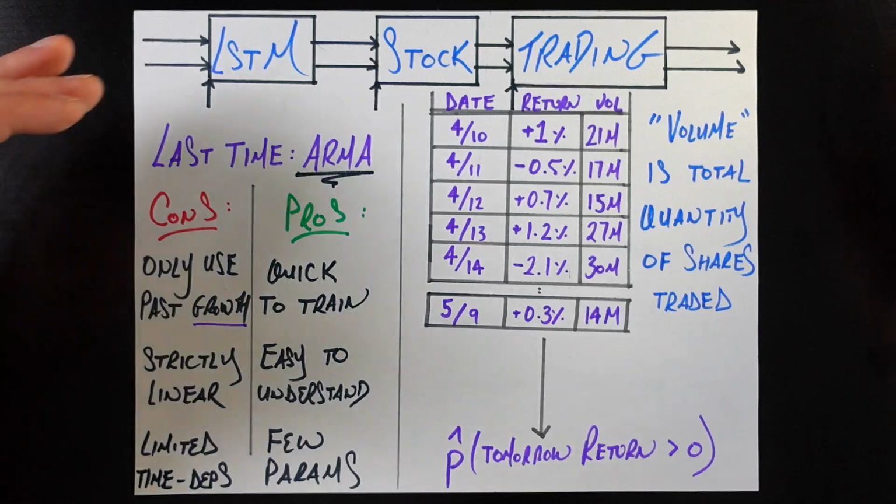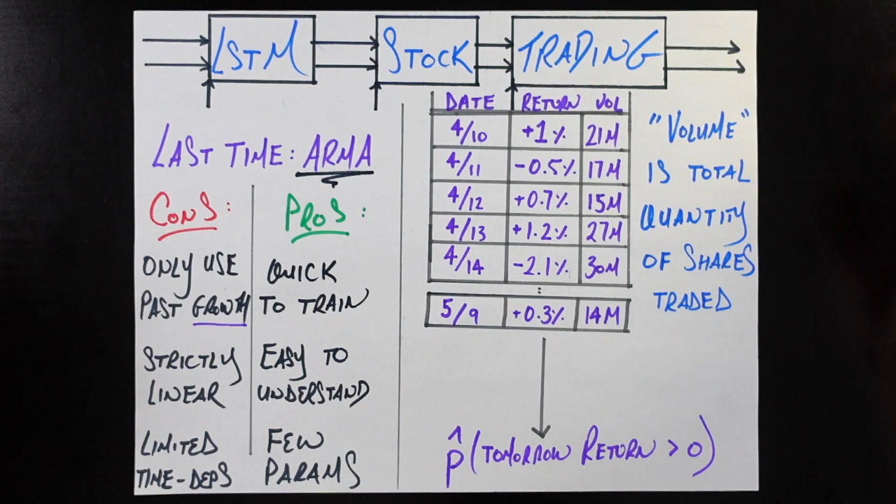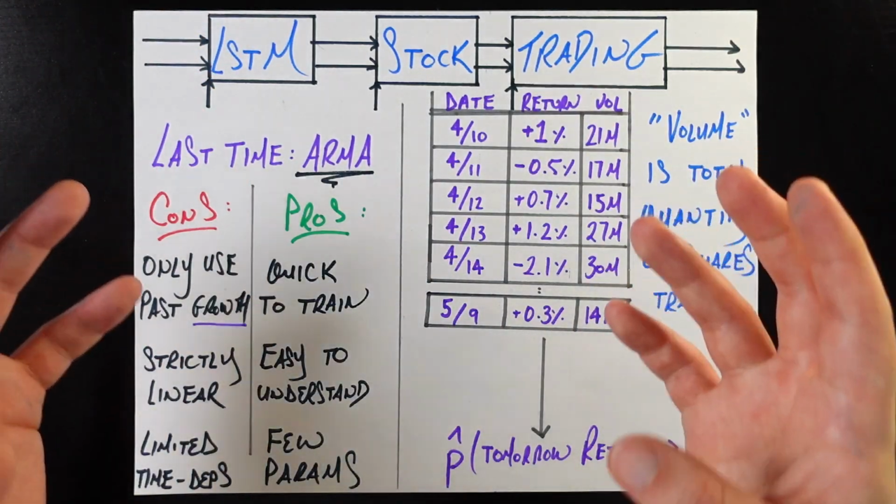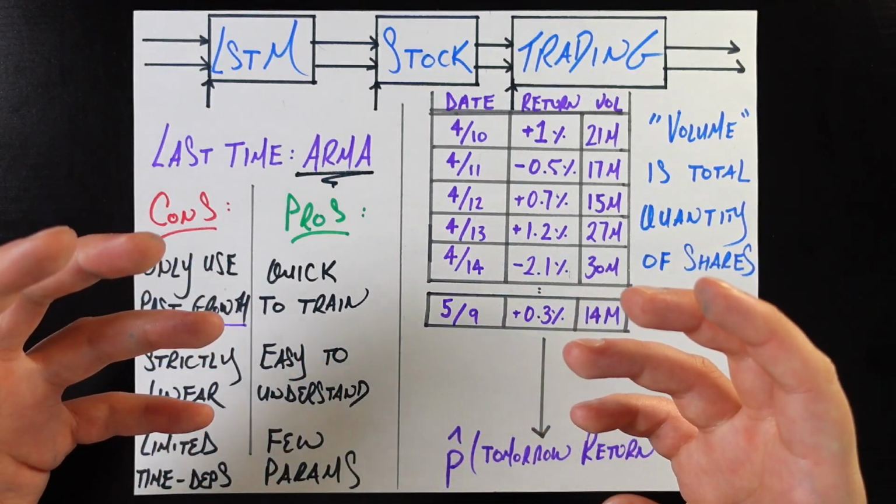Now, compare that to the LSTM model, which has a lot of complicated stuff going on. That's exactly why we're using it. There's all these gates, there's the cell state, there's all these things going on in there. But that means it's going to be a lot slower to train, and that's something we would have to accept.